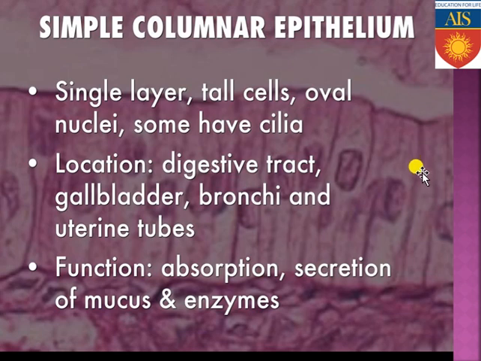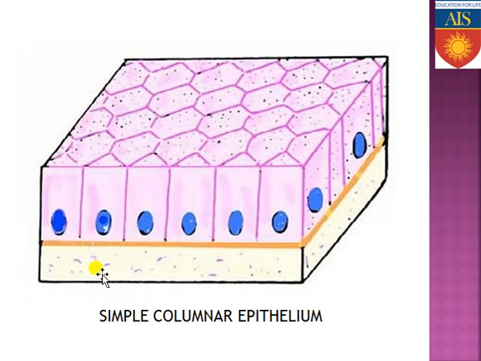simple columnar epithelial tissue. Function: absorption can be performed with the help of columnar epithelium, and secretion also of mucus and various kinds of enzymes. So these are the substances which are getting secreted, like mucus and enzymes, as well as absorption. Both of the functions are performed. This is a simple columnar epithelium.